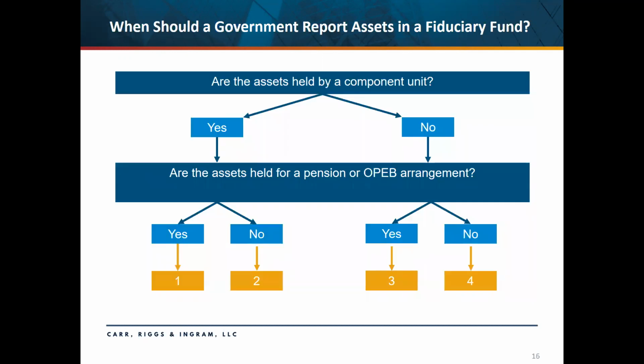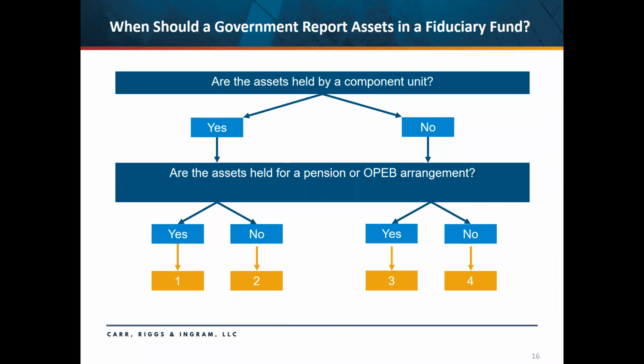So if you look here, this is from GASB. This graph, this flow chart, is from the GASB slides itself, and it's a path that you walk through. Are they component units? Yes or no. And then you get down into, are they held for a pension or OPEB? Yes or no. And so paths 1 and 3 are virtually the same, with the difference of the component unit, and paths 2 and 4 are essentially the same with the exception of the component unit.